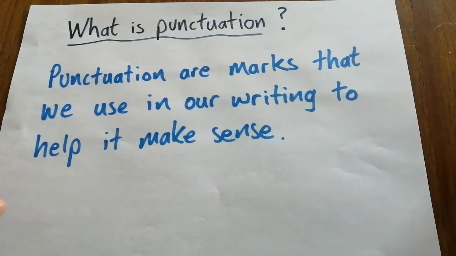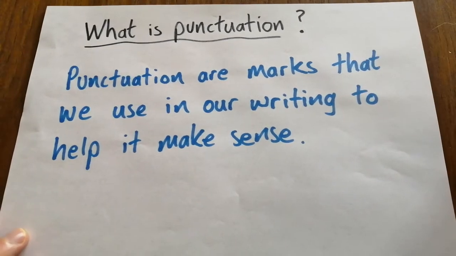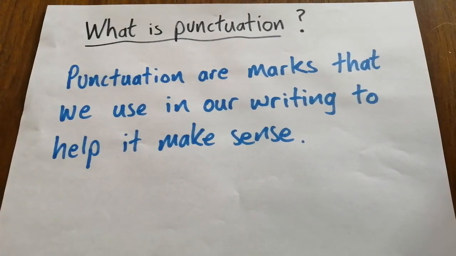what is punctuation? Well, punctuation are just marks on a page that we use in our writing to help it make sense. If we didn't have punctuation, then our writing would be very jumbled up and not make any sense. We wouldn't be able to ask any questions, we wouldn't really be able to show emotion, and we would never be able to stop a sentence, which means that we would all suffocate because we wouldn't have time to breathe.